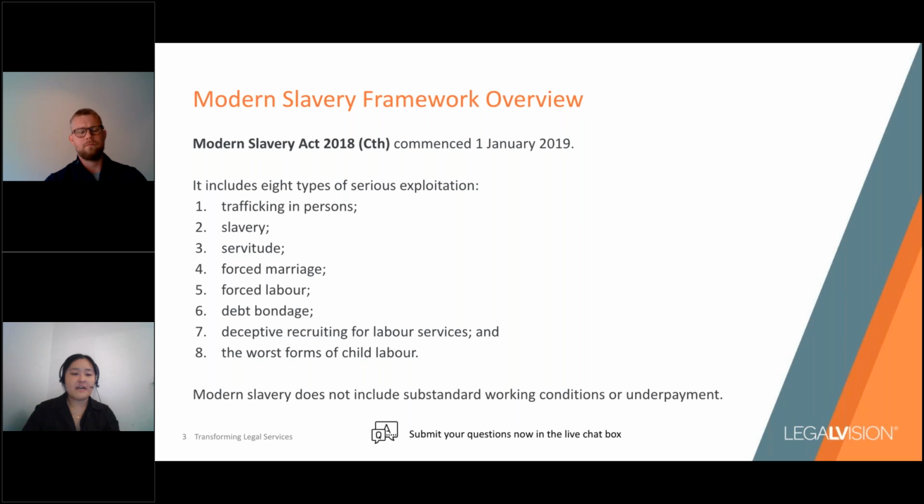But for now, perhaps, James, it might be useful if you can run through how entities can determine if they're captured and determine if they're reporting entities.